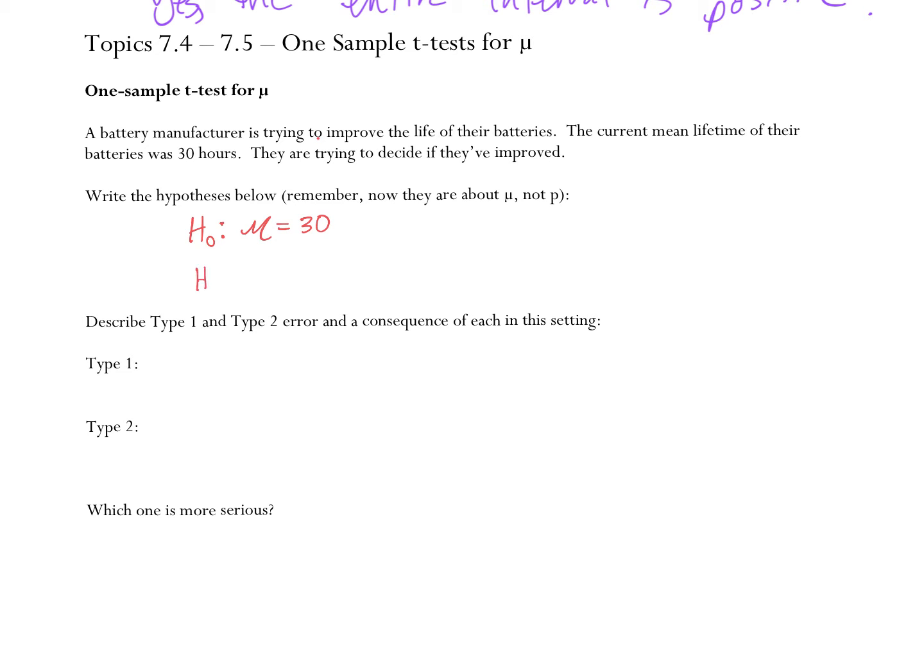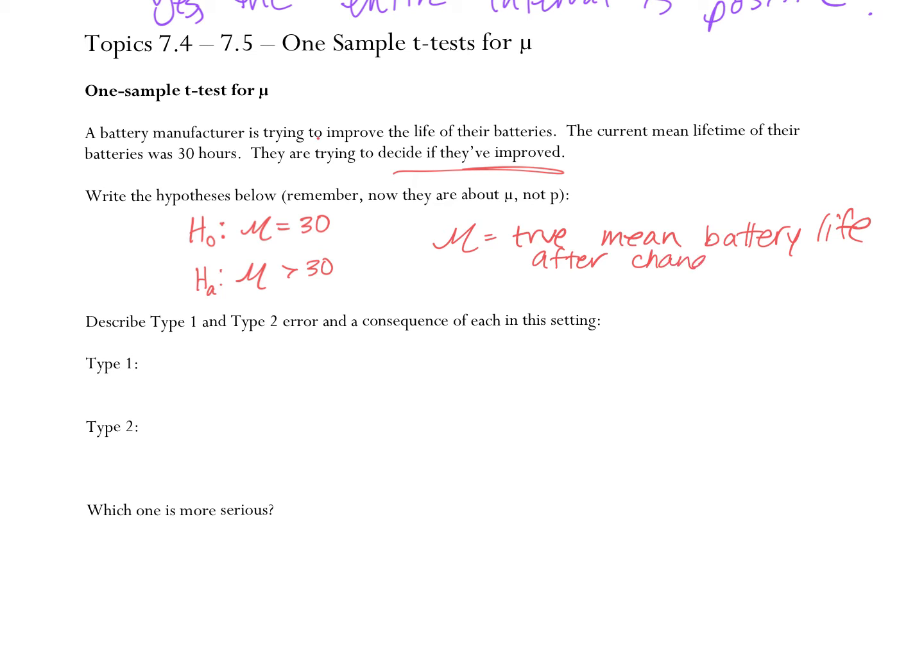My alternative is? Mu is not equal, mu is greater. In this case, we want to know have they improved, so that would be mu greater than 30 hours. And of course, you guys would never, ever, ever write these hypotheses without also saying mu equals the true mean battery life after changes. Everybody good?